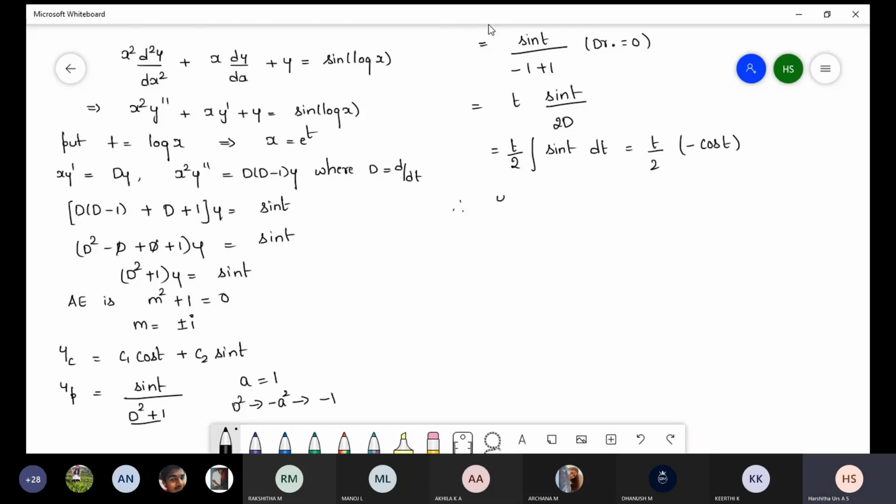Therefore, y is equal to yc plus yp. y is equal to c1 cos of log x plus c2 sin of log x minus log x into cos of log x whole divided by 2.